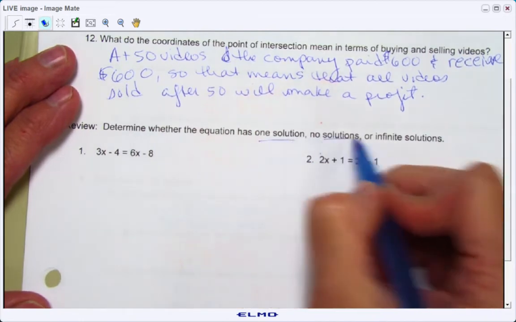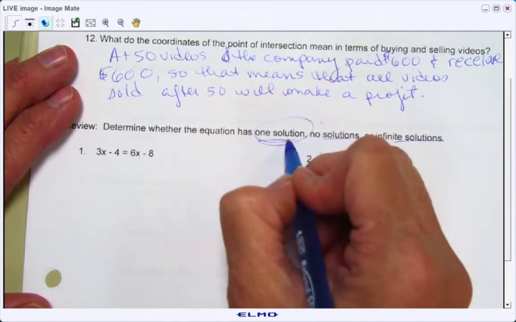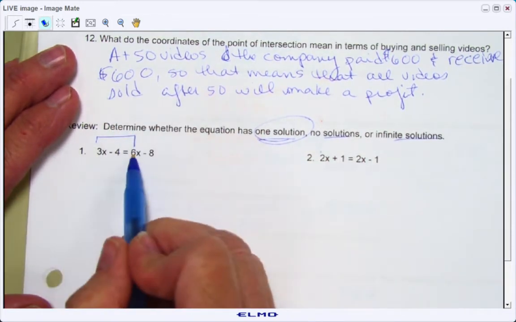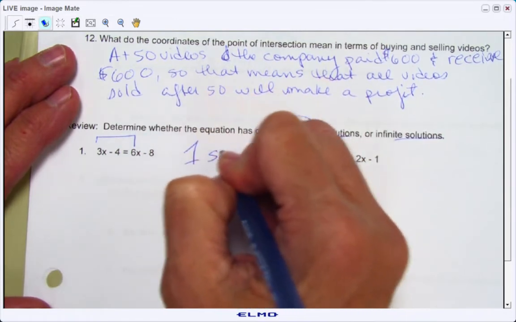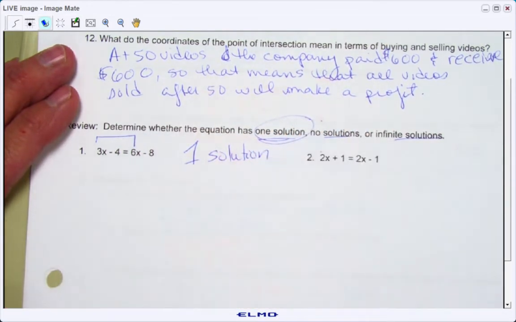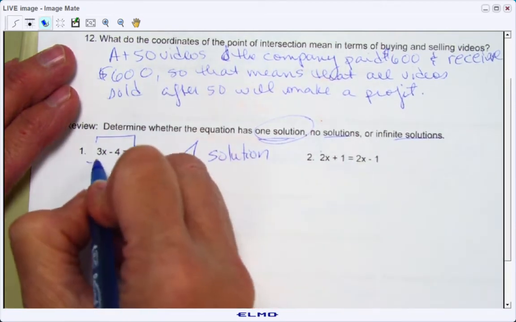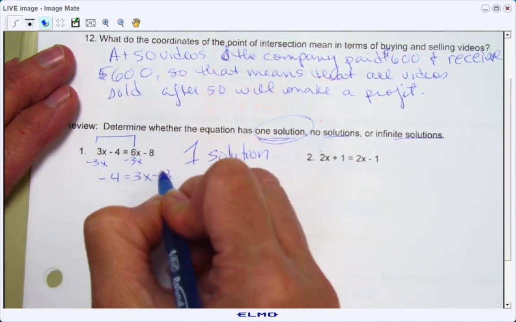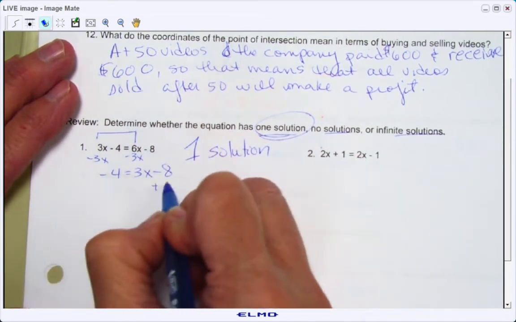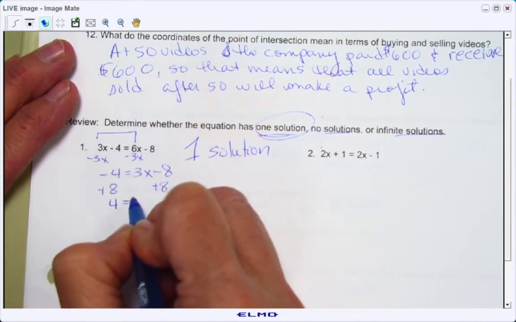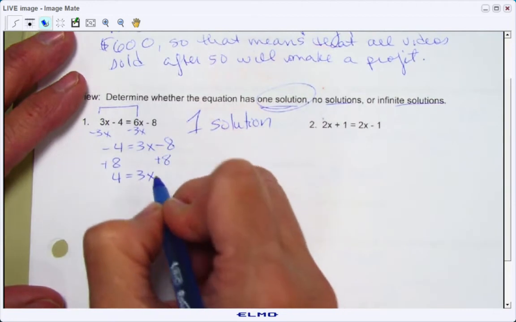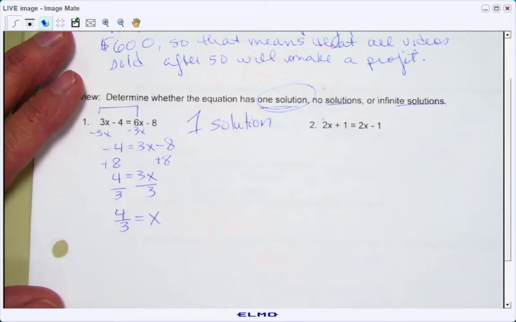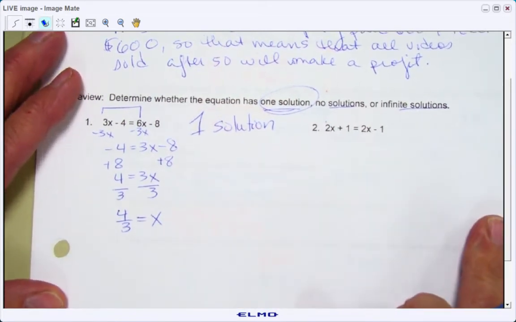It says one solution, no solution, infinite solutions. So one solution means that the coefficients are different. So if these coefficients are different, that means there's one solution. But you can always solve it to find that information out. So if I subtracted 3x from both sides, I would get -4 equals 3x minus 8. I would add 8 to both sides, and I would get 4 equals 3x. I would divide by 3 on both sides, and I would get 4/3 is equal to x. There's one solution. That one solution is 4/3.